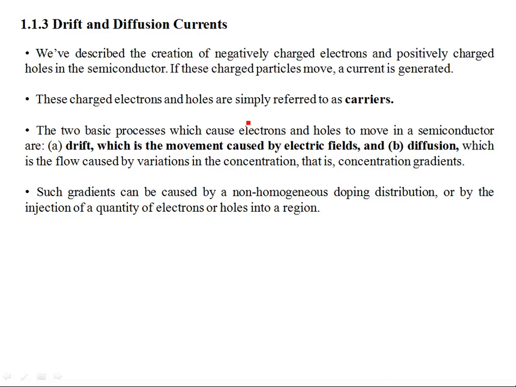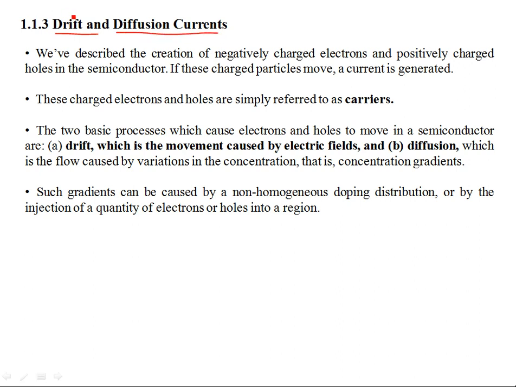We discussed how current can be generated in a semiconductor material which has been doped by group 3 or group 5 impurity atoms. So the mechanism by which the charge is transferred depends on whether it's the electrons or the holes. We have two types of currents in semiconductors: one is the drift and the other is the diffusion current.